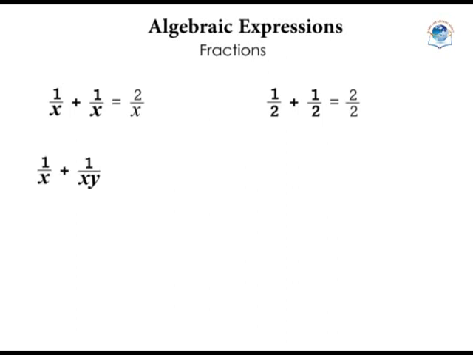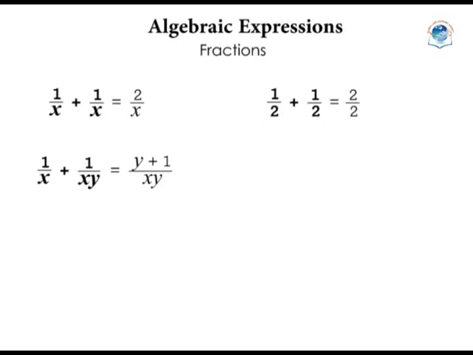Now try 1 over x plus 1 over xy. What is the LCM of x and xy? Remember, xy means x times y. Compare this with 1 over 2 plus 1 over 6. 6 is equal to 2 times 3. And so the LCM of 2 and 6 is 6. Equally, the LCM of x and xy is xy. So xy divided by x is y, times 1 is y. xy divided by xy is 1, times 1 is 1. And so we have y plus 1 over xy.